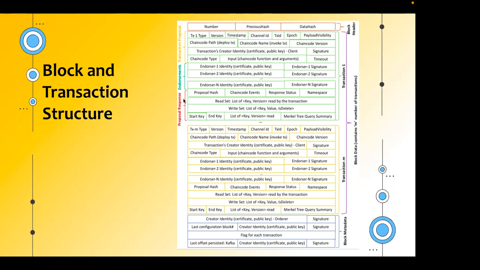After that, the response. The proposal response will be sent back from the endorsers to the SDK. In that: proposal hash, chaincode events, response status, namespace, read set, and write set. Then start key, end key, list of keys, and Merkle tree query summary. This is the information which will be going back to the SDK as a response. Clear? Yes.